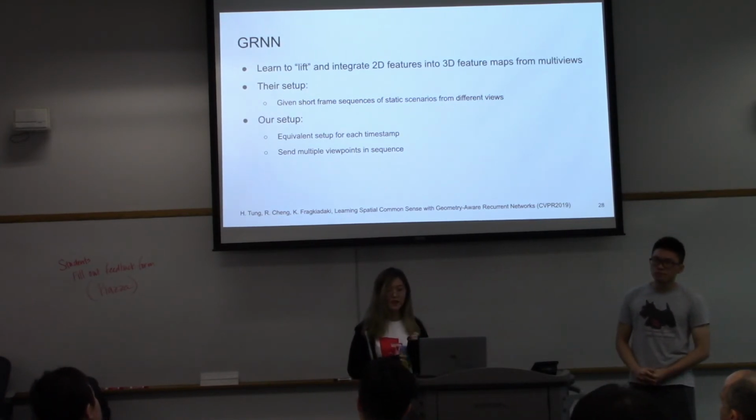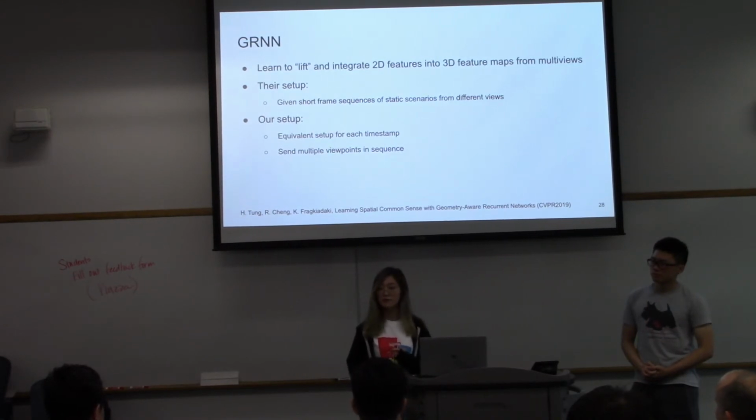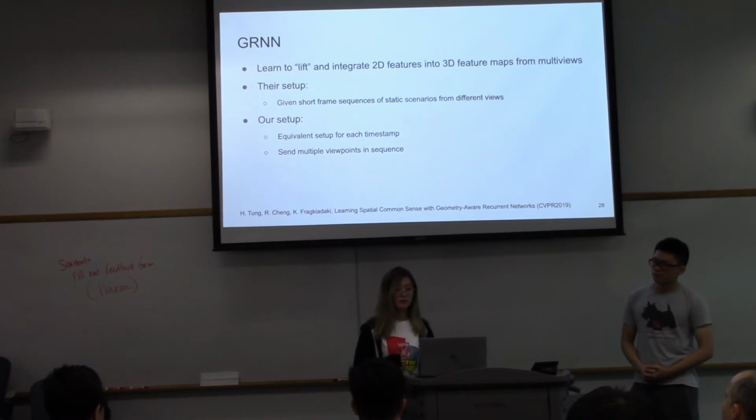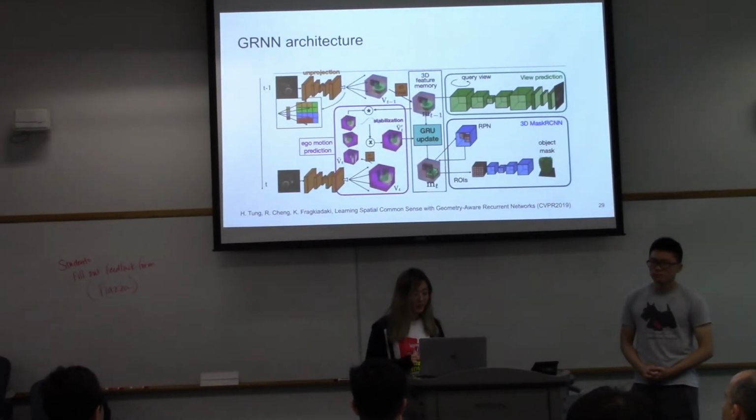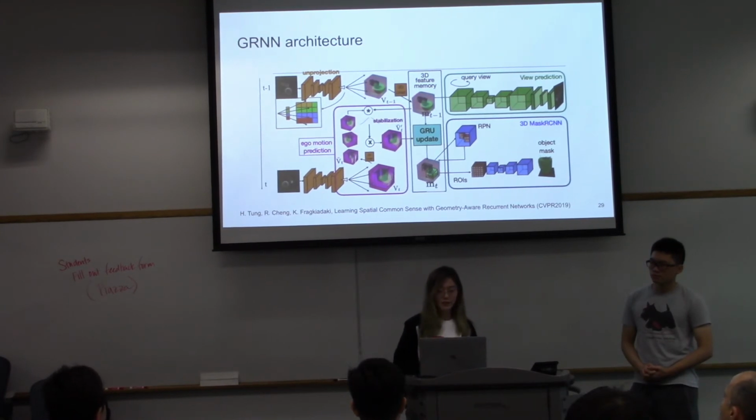And this architecture is trained given a sequence of images from multiple views, and the sequence consists of a static scenario, where the camera just goes through the static scenario. But in our setting, if you see the video at each time step, it is exactly equivalent to their setup, because we also have multiple views, and we can send the multiple views into the model one by one. And this is the overview of the architecture, and it is quite complex. So I will just talk about the module-level idea here.